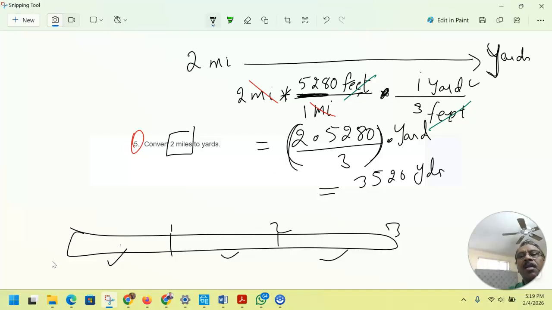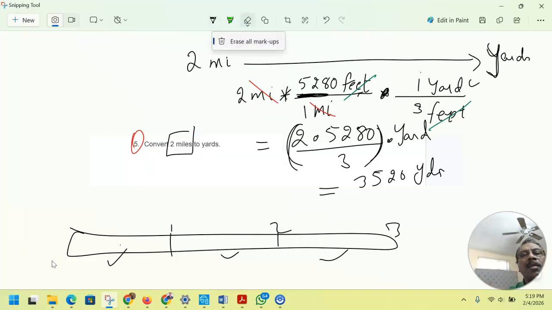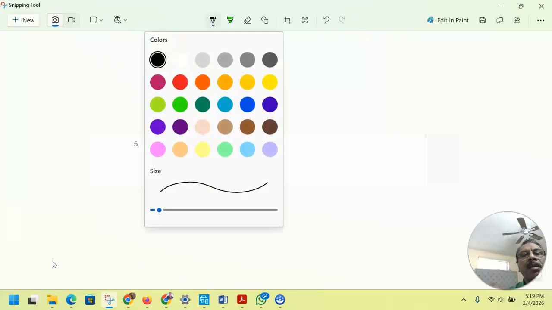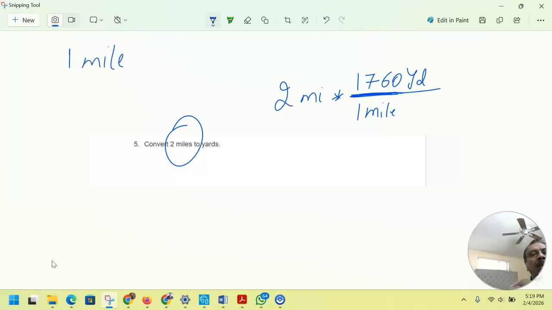The question is, is there another shortcut to do this? We will see also. You can also do this. Start with 2 miles. And you can also write 1 mile straight away in yards. So 1 mile is 1760 yards. That is because 1 mile is 1760 yards.